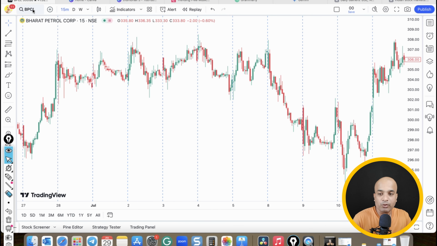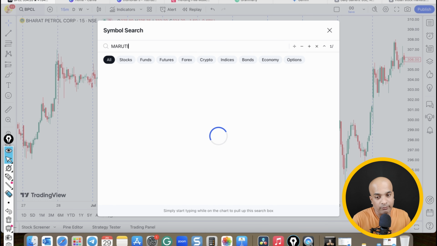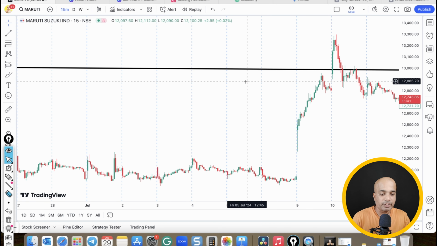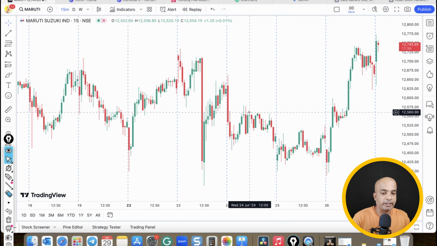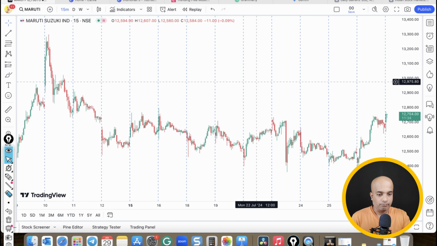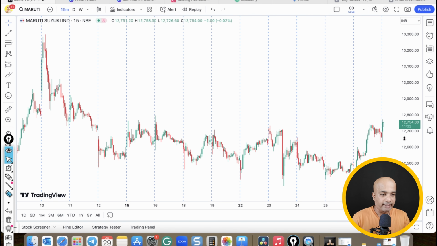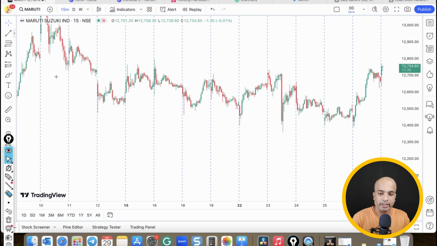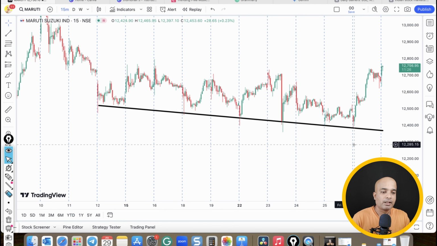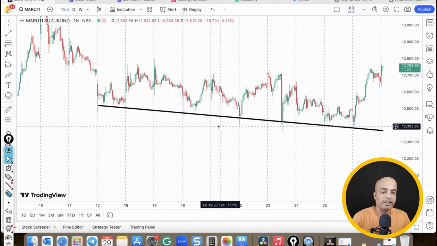For example, if you go to some other chart, some other time frame, if I go to Maruti once again in a lower time frame, it is loading. So now I'm in Maruti with the 50-minute time frame. See, you can draw a trend line like this, right? For example, you can draw a trend line like this. So this becomes a support trend line, right?